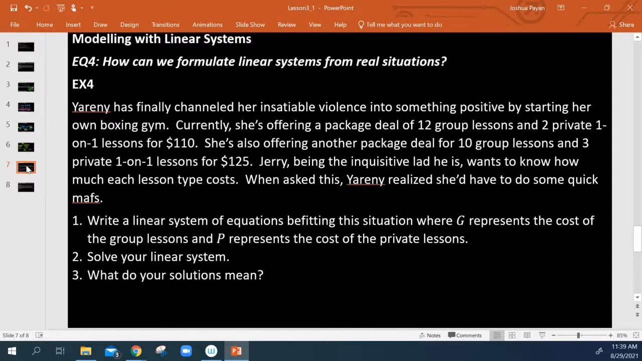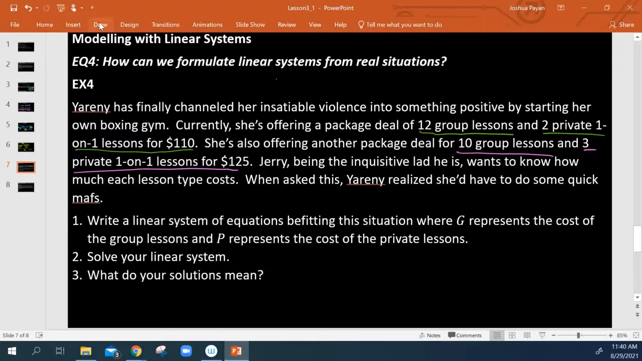So let's say she's finally channeled her insatiable violence into something positive. She started her own boxing gym. And she's offering a package deal of 12 group lessons and 2 private one-on-one lessons for $110 total. She is also offering another package deal for 10 group lessons and 3 one-on-one lessons for a total of $125, right?